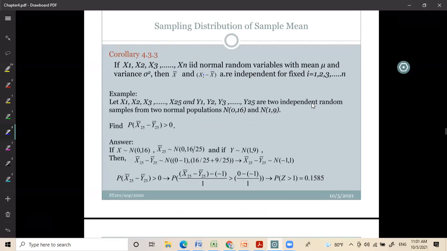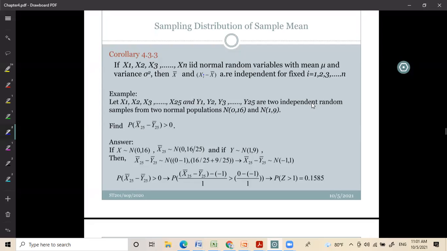In this example, you have two data sets. Both are of size 25. The first data set, now this y1, y2, these are not order statistics. This is a different section. So x1 up to x25, you have a random sample of size 25, and another random sample of size 25, denoted as y1, y2 up to y25.